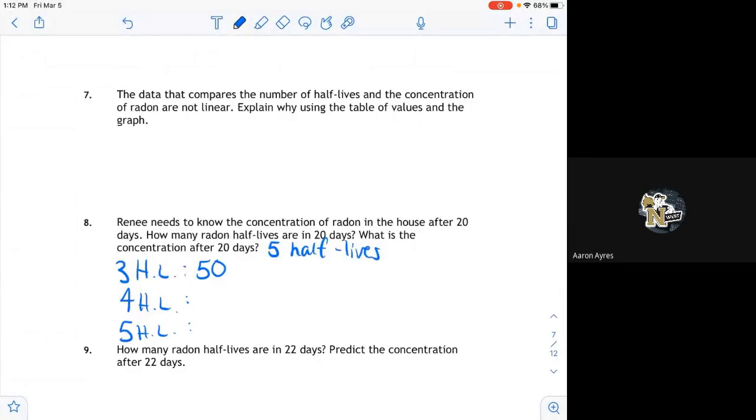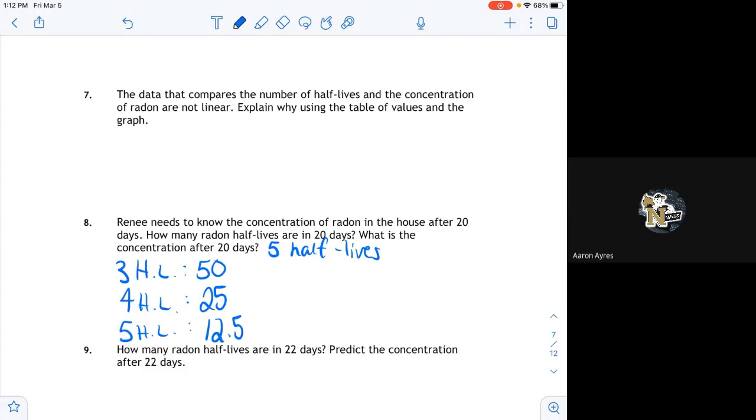12.5. How'd you get your answer? Well, I knew it before because I'm sitting there being like, oh, after 4 it's 25 and after 5 it's 12.5. But if you do it in the equation, f of x equals 400 times 1/2 raised to the 5th. Yep, good. Okay, are we okay with 12.5?